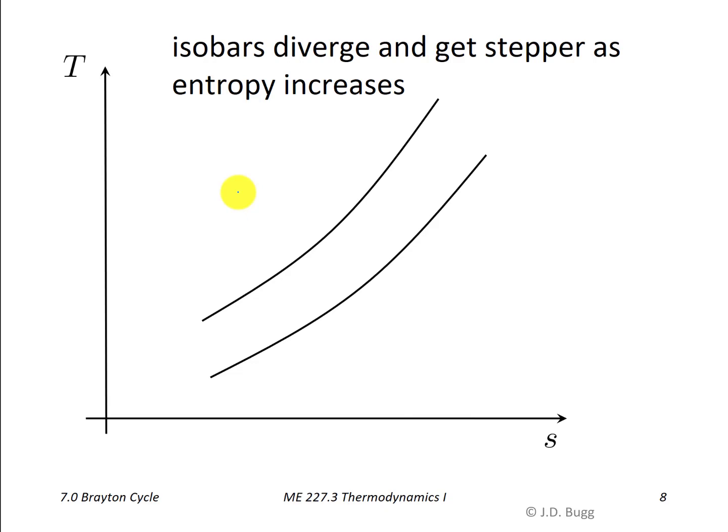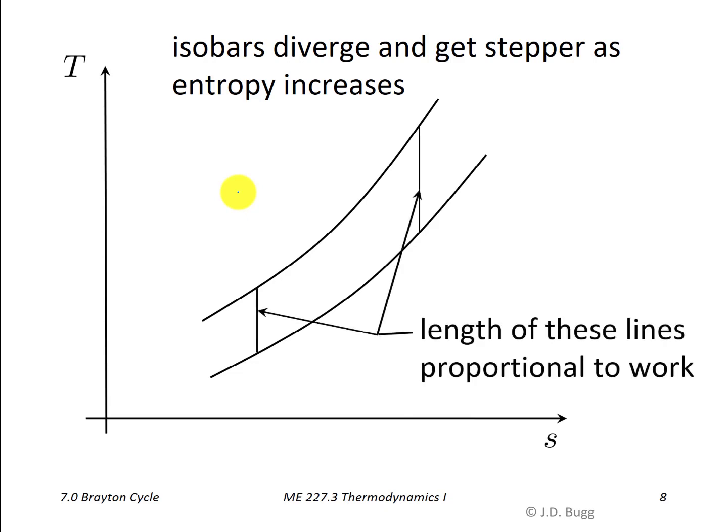So I want to say a little bit more about the isobars for an ideal gas on a TS diagram. It's important to realize that as we go to the right on this diagram, so as entropy increases, these lines get steeper and they diverge. They get further and further apart. And that's really important because if we take a look at the compressor work, which is down here, and the turbine work, which is up here, for a cold air standard Brayton cycle, the length of those lines is directly proportional to the amount of work produced or the work required.